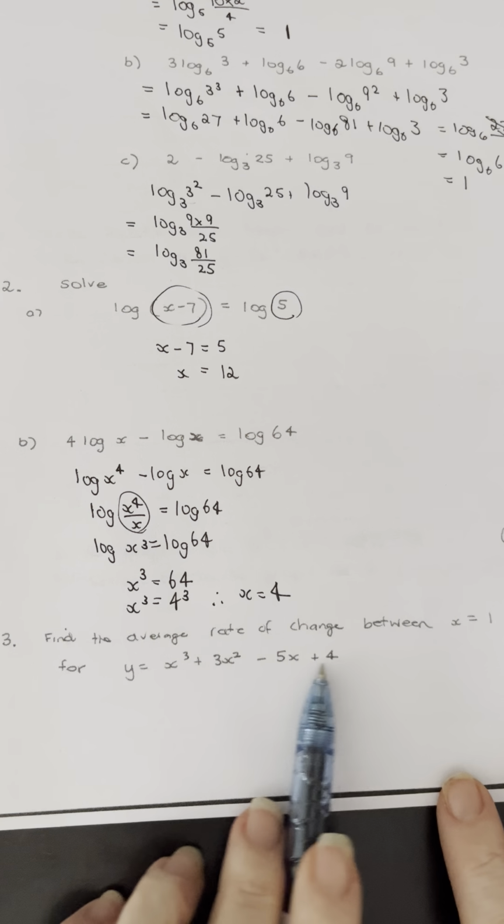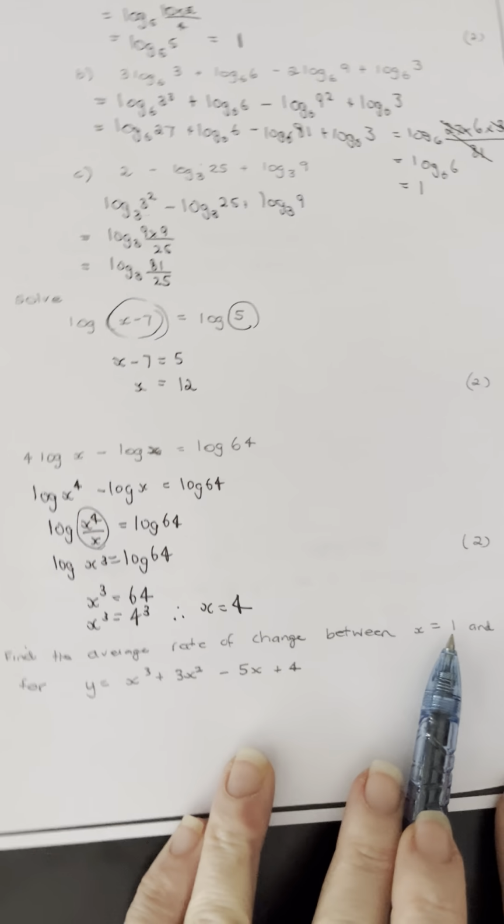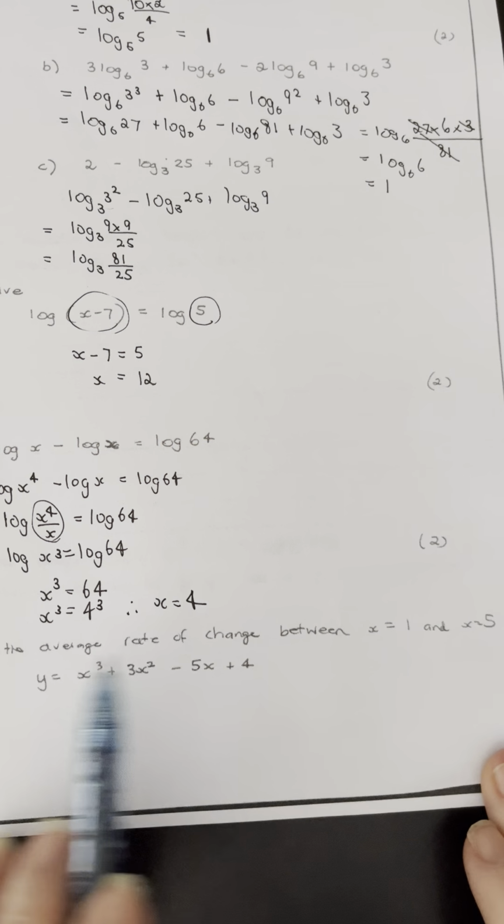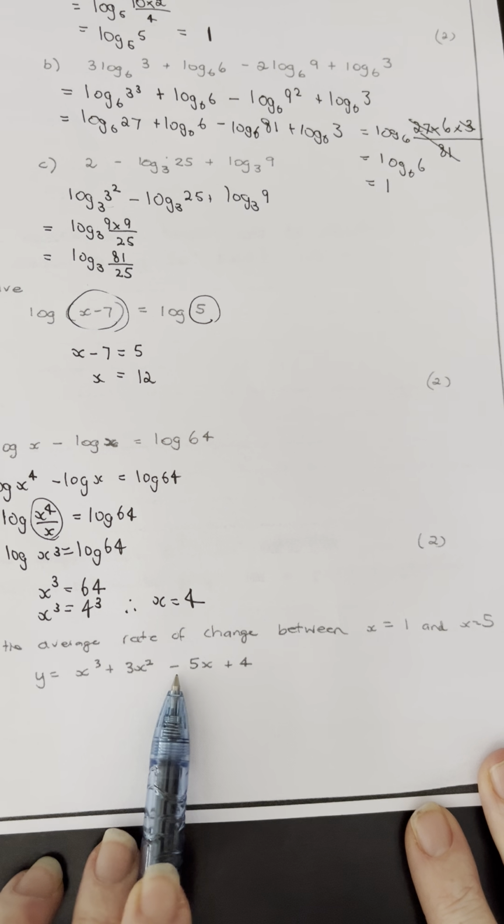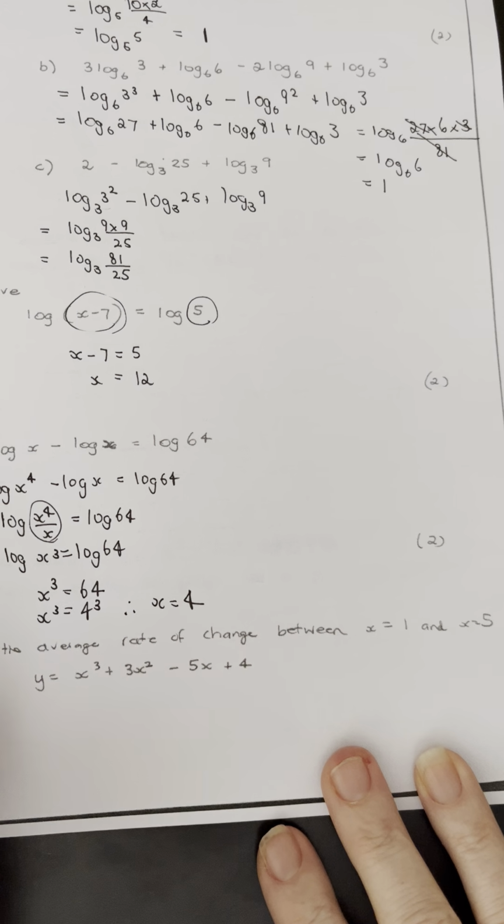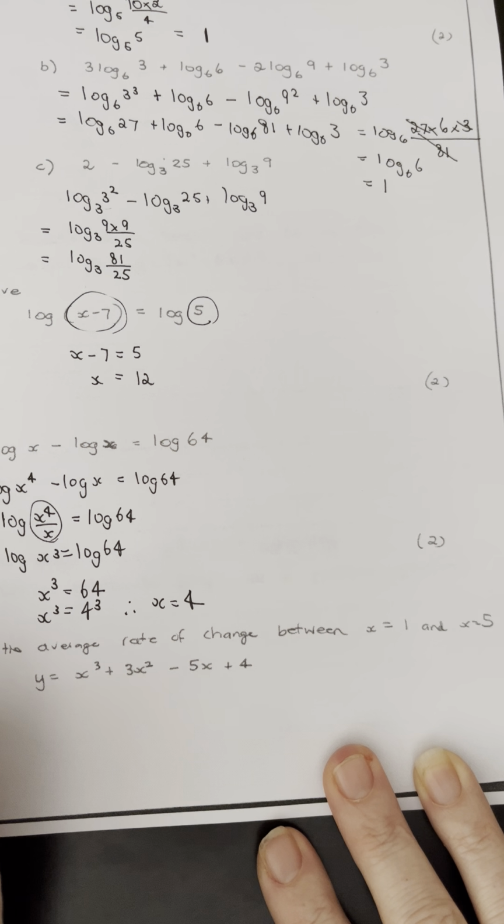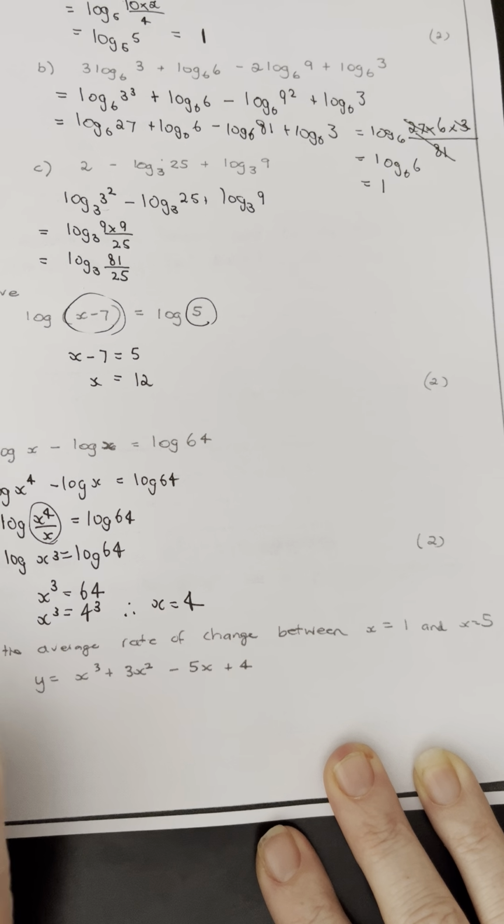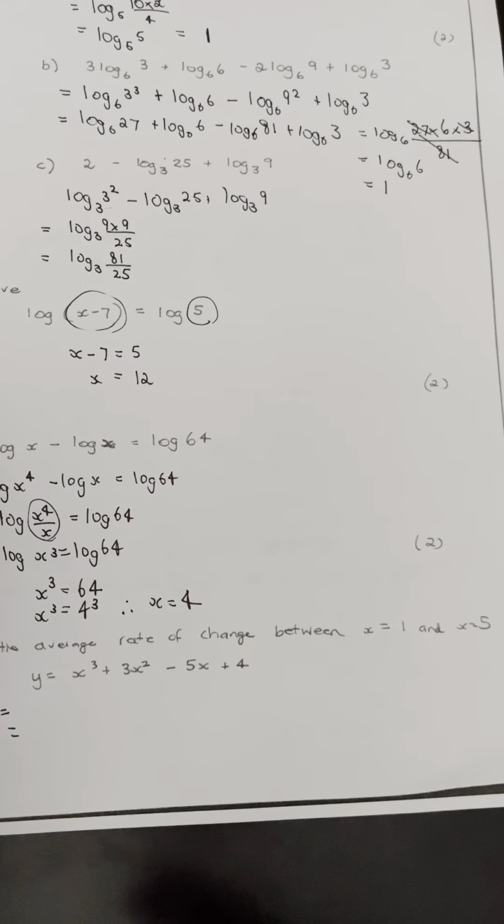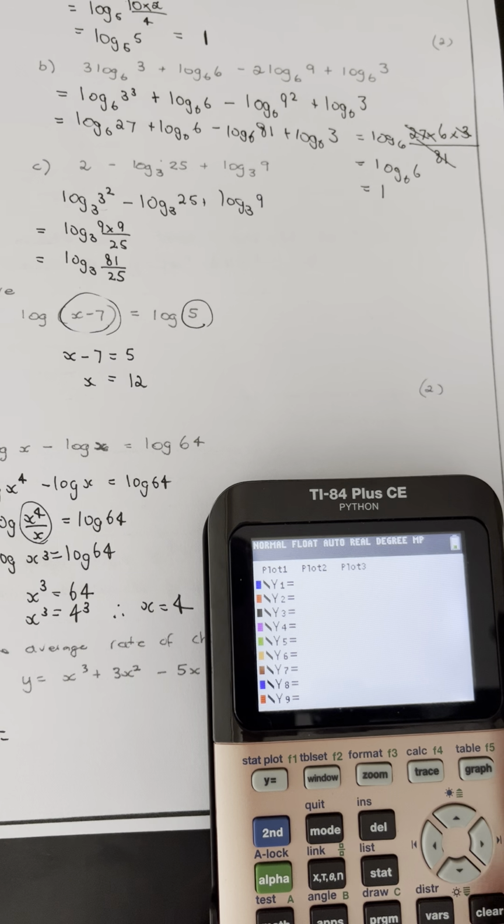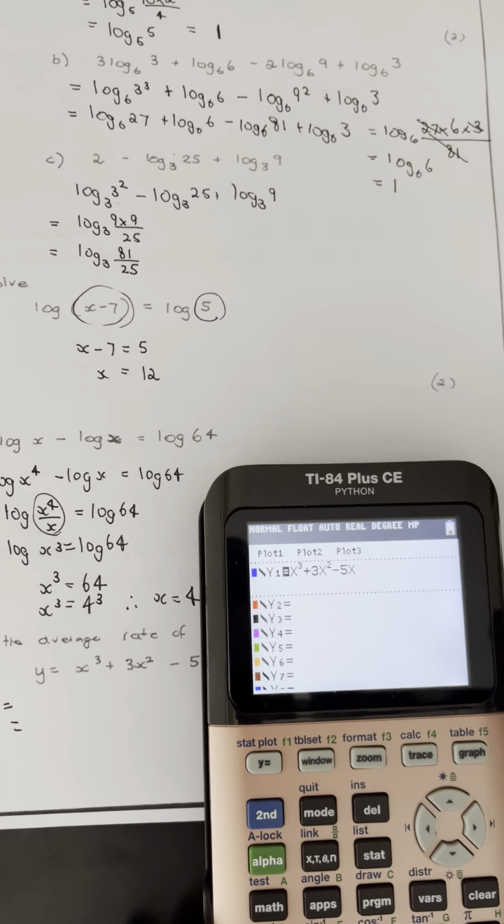Here we've got finding the average rate of change between x equals 1 and x equals 5 for y equals x cubed plus 3x squared minus 5x plus 4. So I want to find out my y of 1, my y of 5. It's a long equation, so I'm going to pop that function into my calculator. So I'm going to put x to the power of 3 plus 3x squared minus 5x, and I've got plus 4.